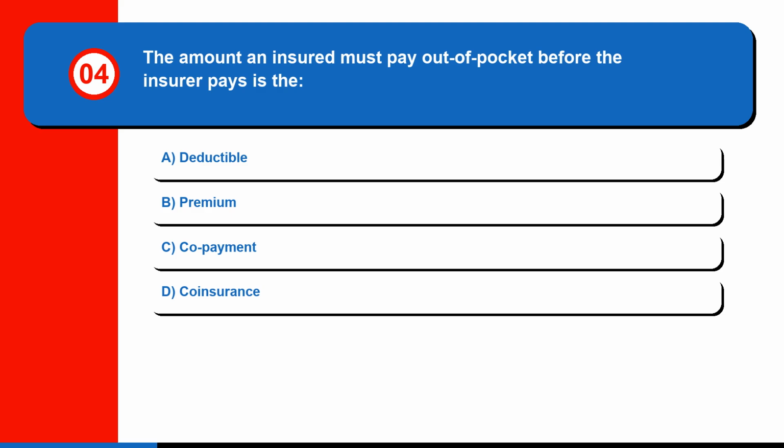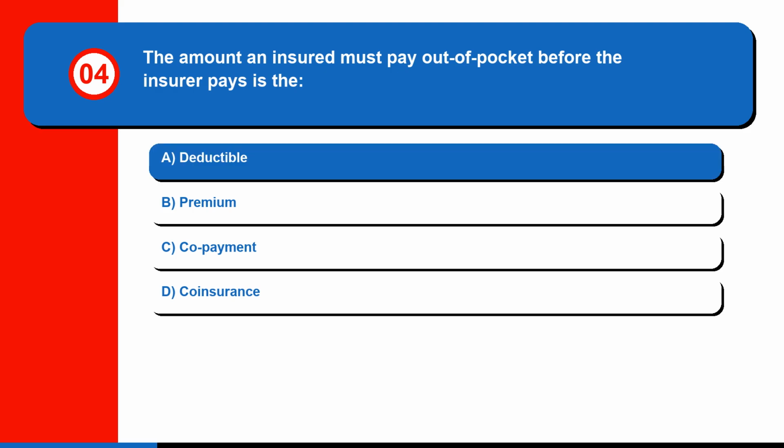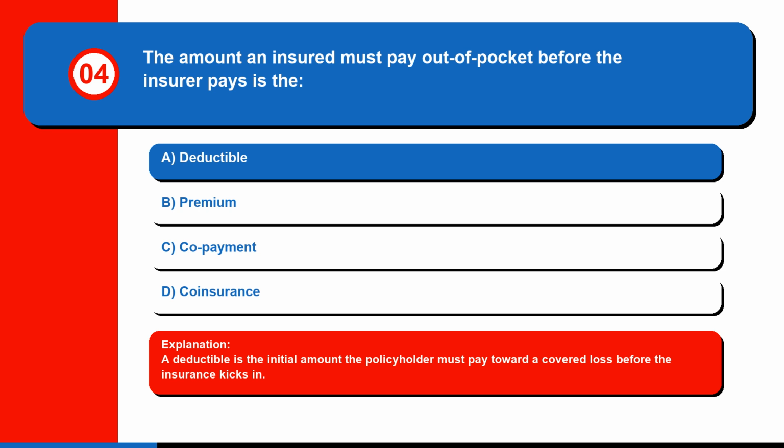Question 4. The amount an insured must pay out of pocket before the insurer pays is the A. Deductible, B. Premium, C. Copayment, or D. Coinsurance. The correct answer is A. Deductible. A deductible is the initial amount the policyholder must pay toward a covered loss before the insurance kicks in.